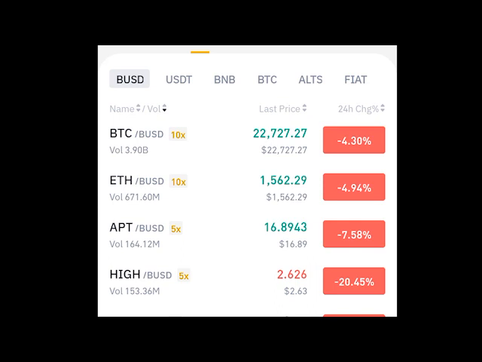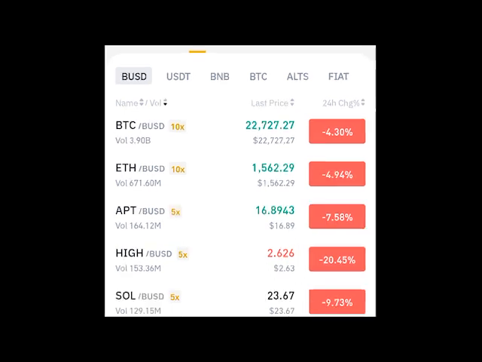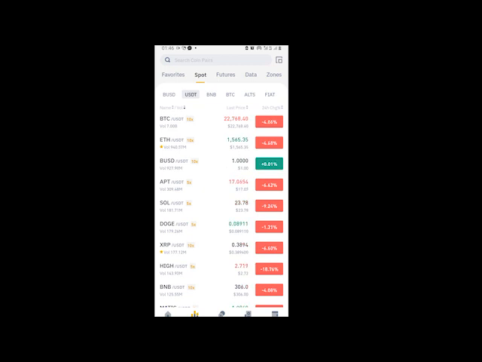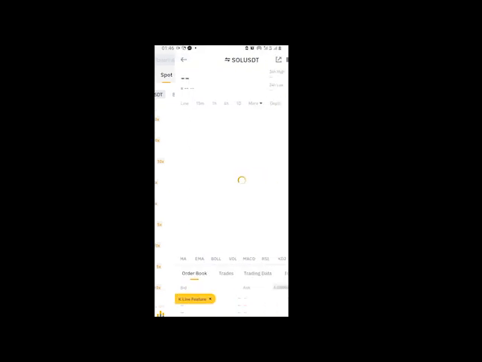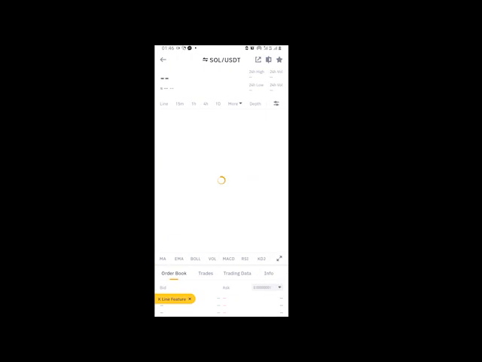So once you click on USDT and that USDT is highlighted the same way you are seeing it, it will bring all the currency pairs against USDT. Now let me click on one of the currencies. Let me click on Solana, for example. Solana, that's SOL/USDT. Now this is Solana. So I can decide to trade this coin, because yes, I have a small quantity of Solana.